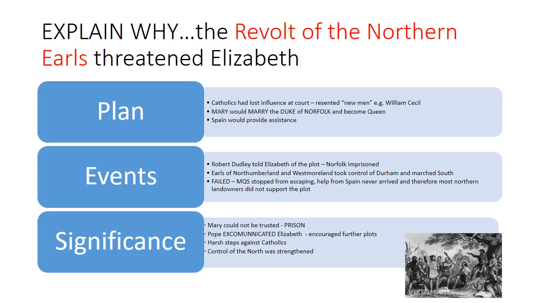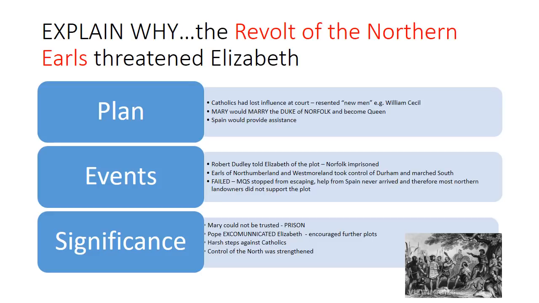However, the earls in the north, Northumberland, which is up by Newcastle, and Westmorland, took their armies and took control of Durham Cathedral and began to march south along the coast. Now, the reason why this plot failed was because, very sensibly, Elizabeth immediately stopped Mary Queen of Scots from escaping and put her under constant guard. Otherwise, that would encourage other people in the north to join.